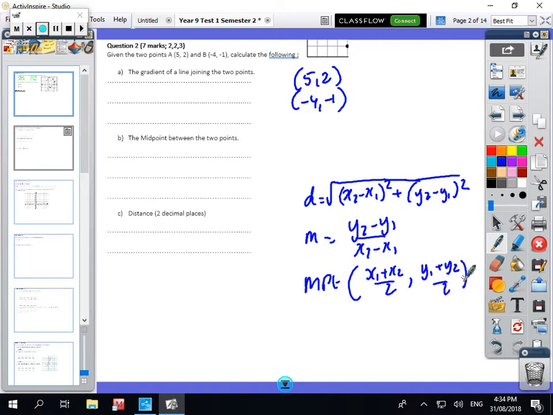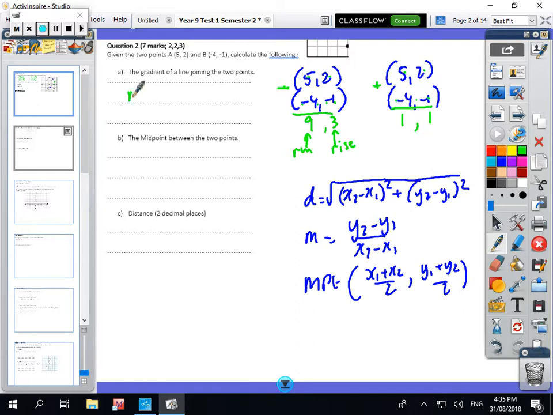I'm going to do it differently, but you're still using the same things. So we're going to put a minus and put a plus. 5 minus minus 4 is 9, 2 minus minus 1 is 3. So that's going to be the rise, that's going to be the run, and adding, 5 plus minus 4 is 1, 2 plus minus 1 is 1, so we're going to use that for the midpoint.